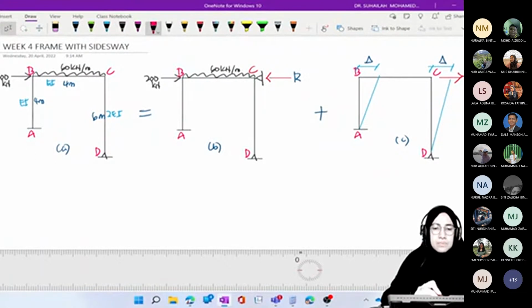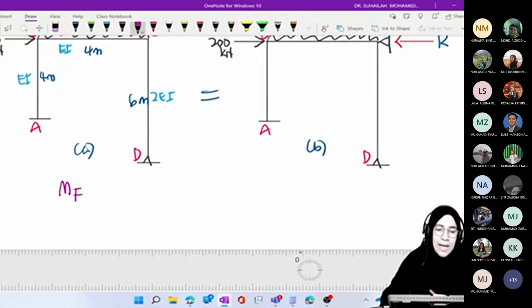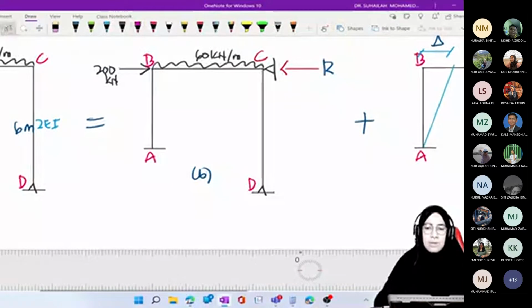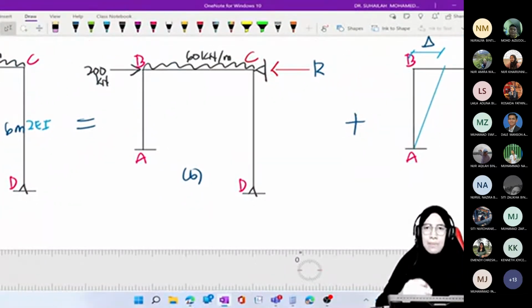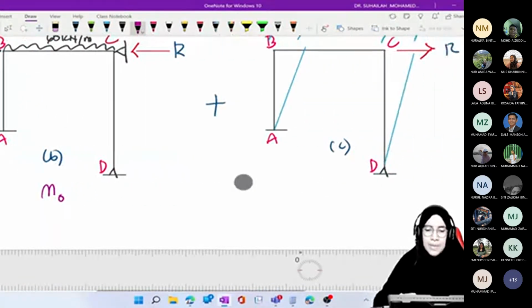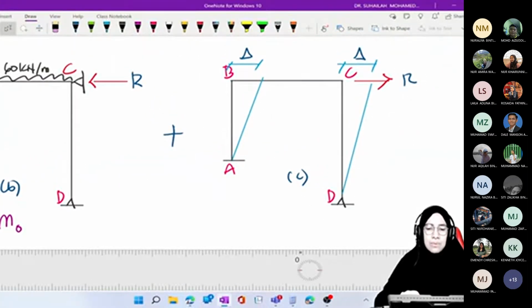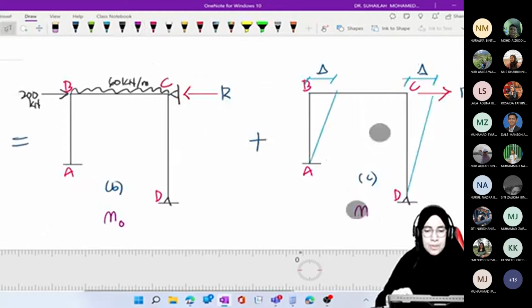So, okay, we want to calculate FEM for A. FEM for A, the label is M final. The end moment from table number 1, which is diagram based on diagram B, the end moment that we get from table number 1, we label as M naught. And then the moment that we get from C is called as M.